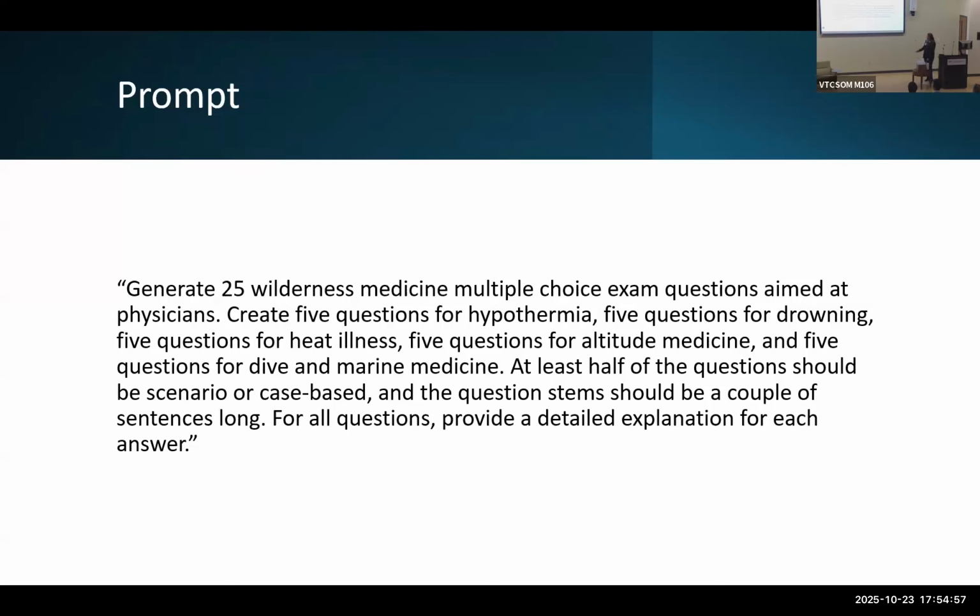And we asked these questions to be aimed at the physician level because that's who we were asking to take our test. And we wanted 5 questions for hypothermia, 5 questions for drowning, 5 for heat illness, 5 for altitude medicine, and 5 for dive and marine medicine. And we asked for at least half of the questions to be scenario or case-based. We asked for the question stems to be a couple sentences long. And then for each question, we wanted a detailed explanation for each answer.